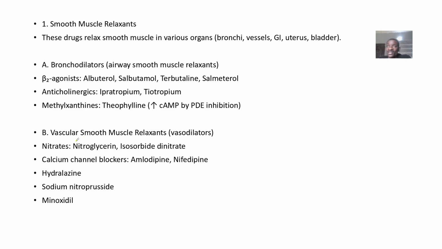Then we have the vascular smooth muscle relaxants. Those relax the muscles of the blood vessels. We have drugs like nitroglycerin, isosorbide dinitrate, amlodipine, nifedipine, hydralazine, sodium nitroprusside, and minoxidil.